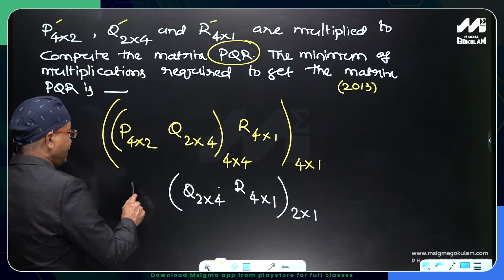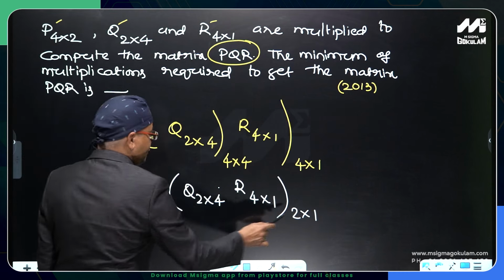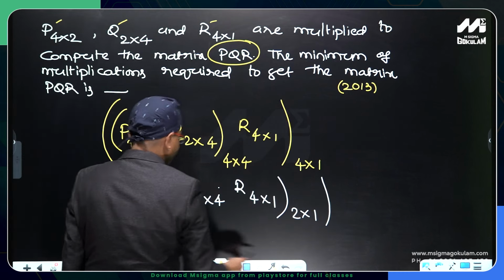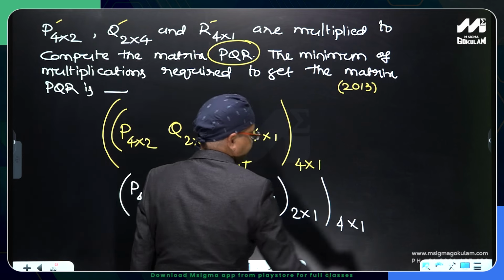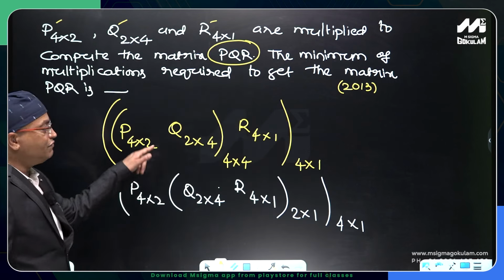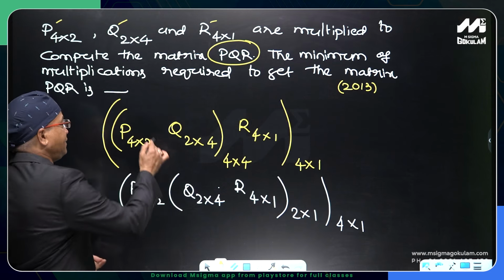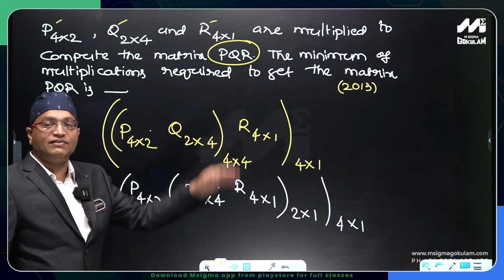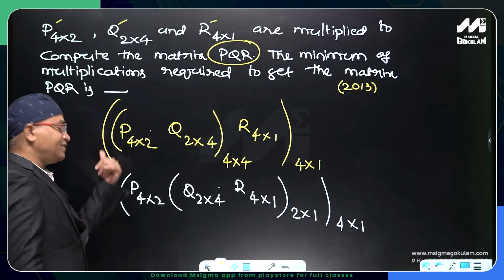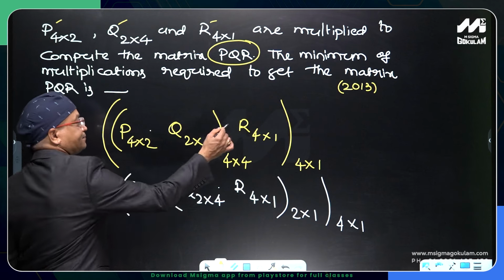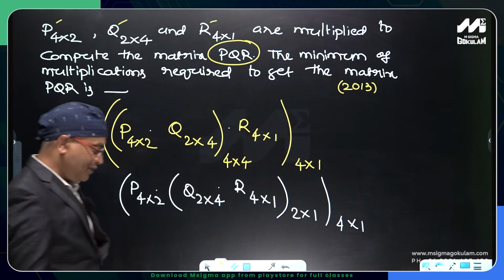Now I multiply, front side P is there, 4 by 2. 4 by 2 into 2 by 1, meaningful. Here 2, there 2. Then the result is also 4 by 1. So, these are the two different ways to get the matrix PQR. Here first we are multiplying P into Q. After that with R we are multiplying. Here first we are multiplying Q into R. After that we are multiplying with P. This is all okay. But, you know one thing.